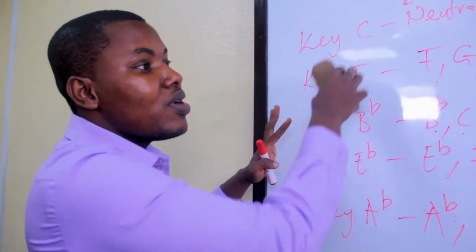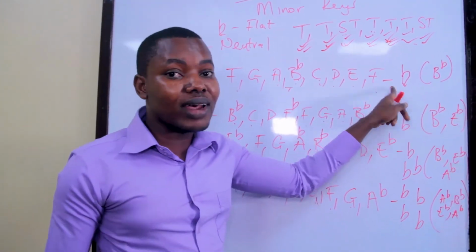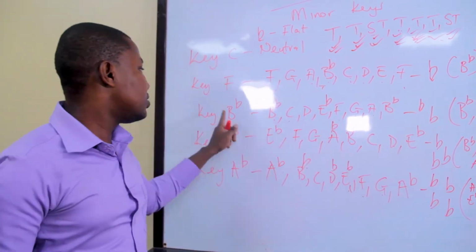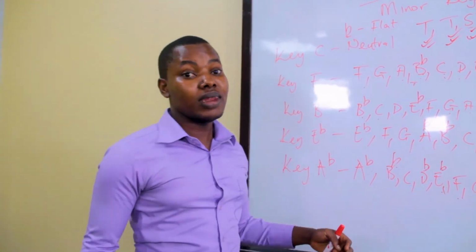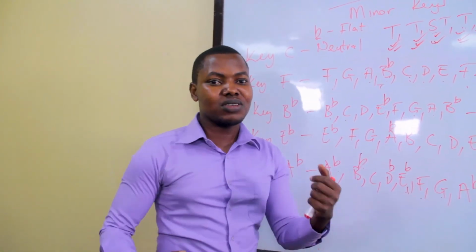If you know you cannot derive all these things, just focus on the number of flats. Know that anytime there's 1 flat at the beginning, after the clef, it's in key F. Anytime there's 2 flats, it's the key B flat, 3, E flat. That is how simple it is. That's why you have 1 whole week to practice and get yourself abreast with that.